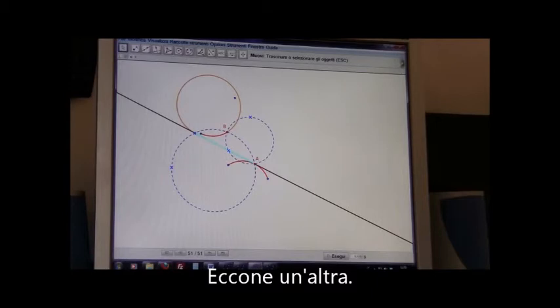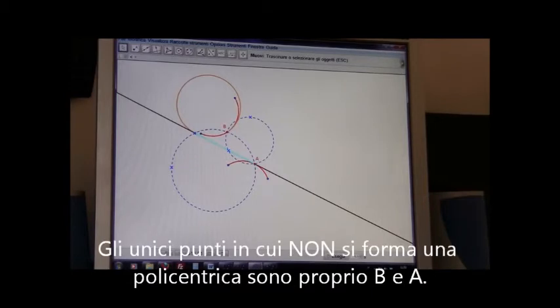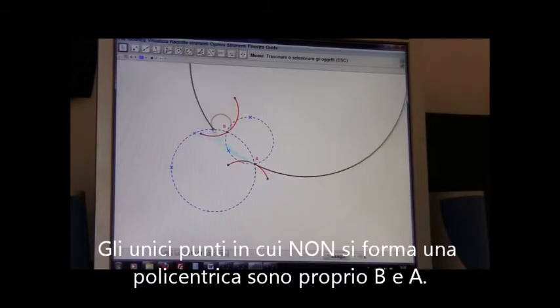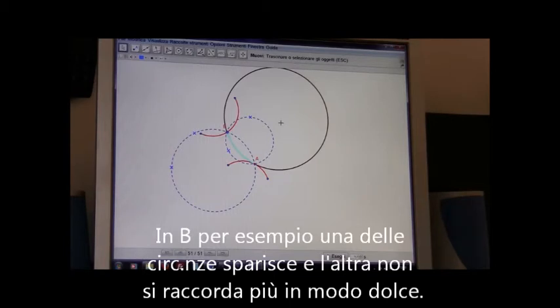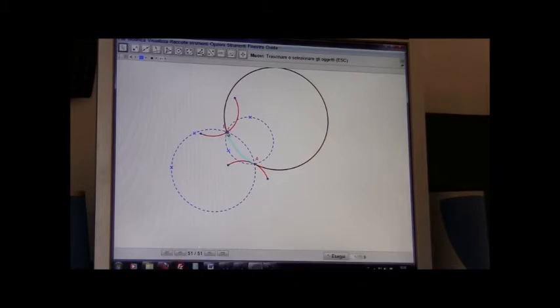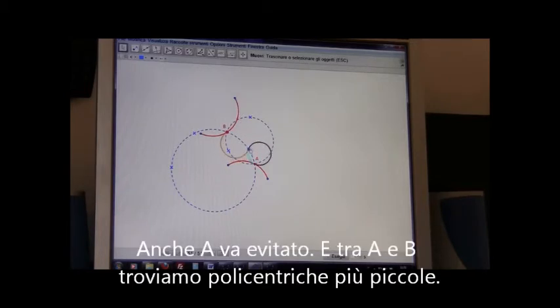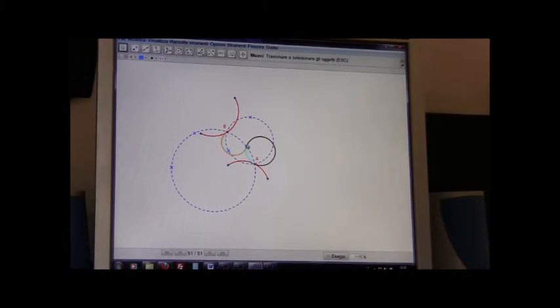The only place where you cannot find a polycentric curve is when this point reaches one of the two starting points, that is B. In this case, you don't get a polycentric curve because one of the circumferences has disappeared and the other one is not joined in a smooth way with a common tangent to the rest. You have to skip that point, and you have to skip point A. You get smaller polycentrics in this case here. You can do the same thing.